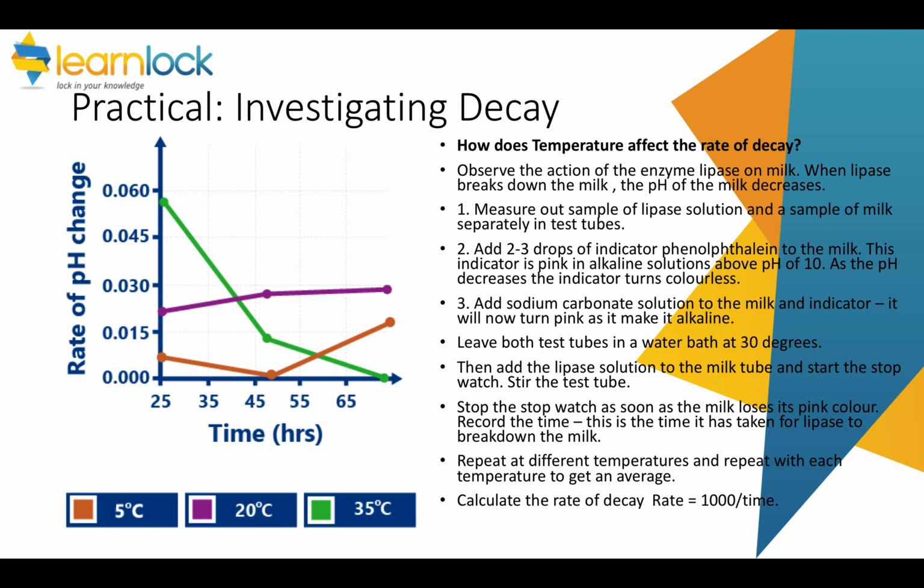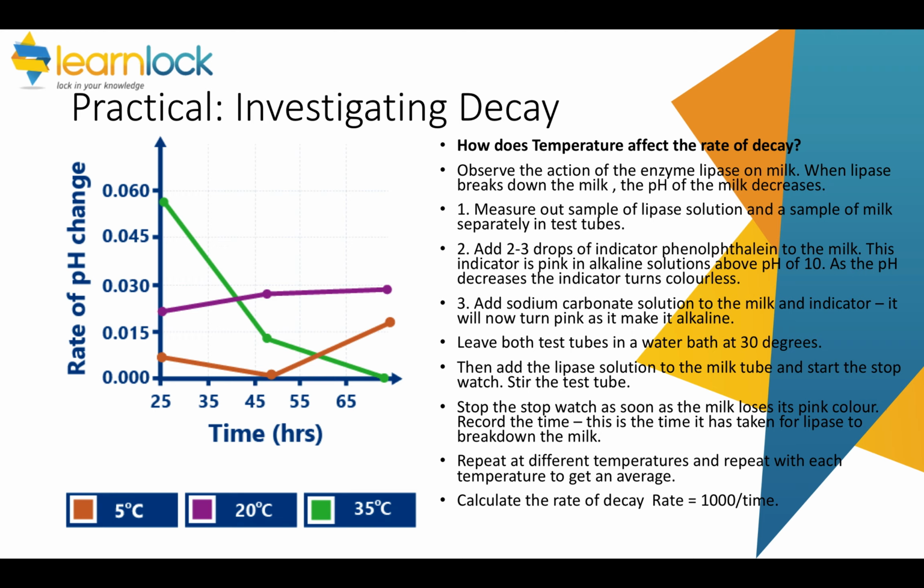tastes sour. You'd measure out a sample of lipase and then a sample of milk into two separate test tubes, about 5 centimetres of each. Then you would add a few drops of phenolphthalein to the milk, and then you add some sodium carbonate and it will make it go alkaline. Now then, at that point it will turn pink because the indicator goes pink when things are alkaline. Now when it becomes less alkaline, it will lose the pink colour and become colourless.